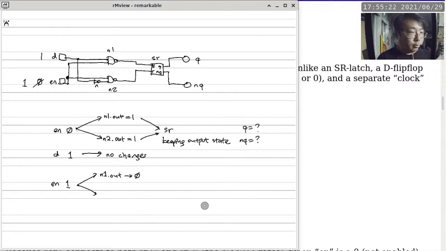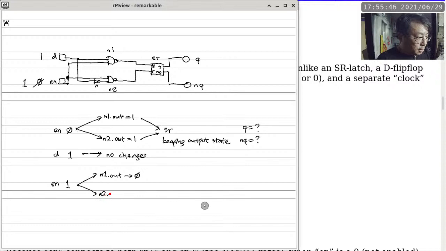Now, that might do something with the SR latch, but we are not going to do that yet, because we have to follow all the gates that are directly connected to EN. Then we go to the next stage. The other one is N2. Oops, I said N2, but I wrote down N1. So let's go ahead and change that.